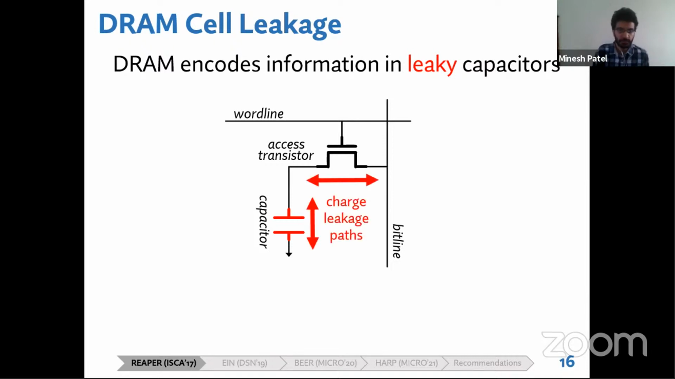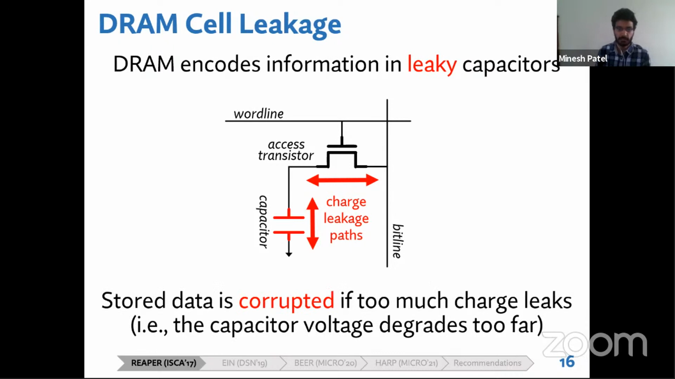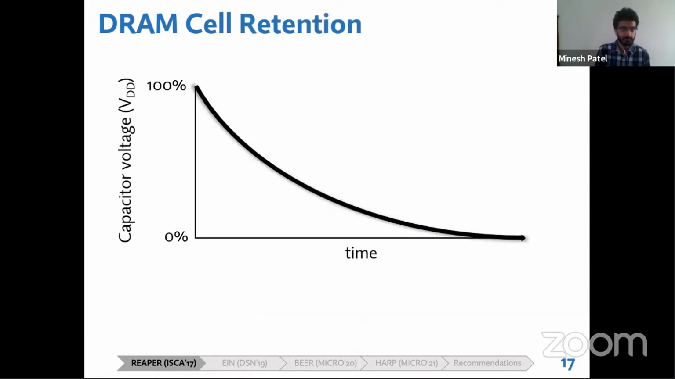Now, there are a number of charge leakage paths by which charge can enter or exit the capacitor. The important thing to note is that because of these leakage paths, the stored data in the capacitor can be corrupted if too much charge leaks. This is the same as saying the capacitor voltage degrades too far. Here we have a simplified diagram of the capacitor voltage over time, and we see that the voltage decreases in an exponential decay curve.